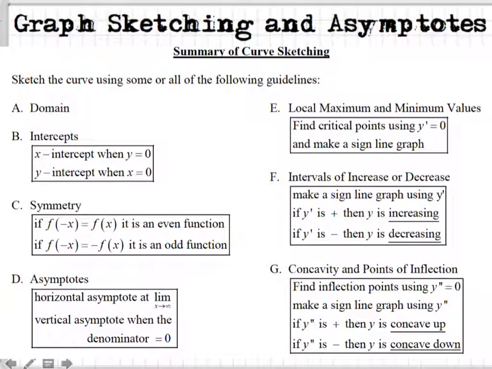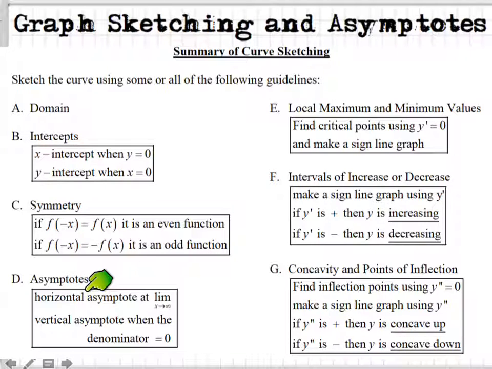Here's a summary of curve sketching that we looked at before. All the calculus-y stuff is over here, and all the algebra-like stuff that we learned in the past is over here, except for this limit as x approaches infinity. This is for horizontal asymptotes. This is more of a calculus thing.